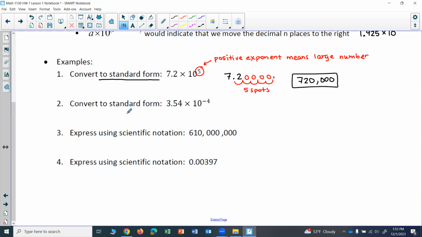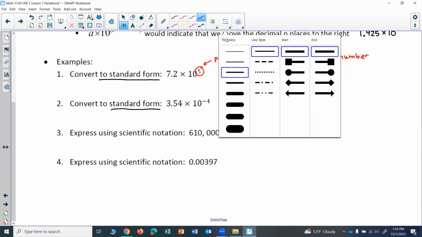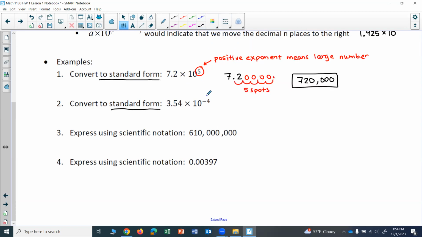Now I want to convert 3.54 times 10 to the negative 4 to standard form. And in this case, I have a negative exponent. That indicates a number less than 1. So a negative exponent means a very small number. Or in other words, less than 1.